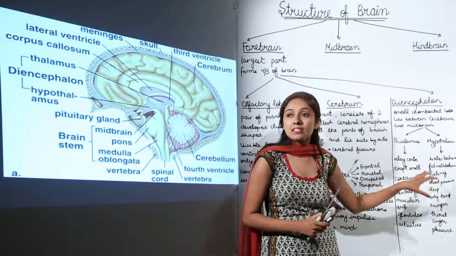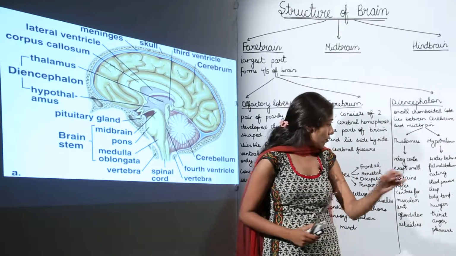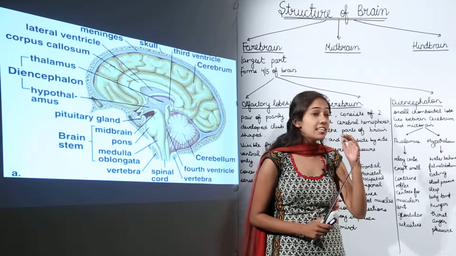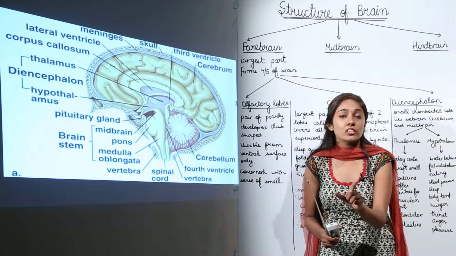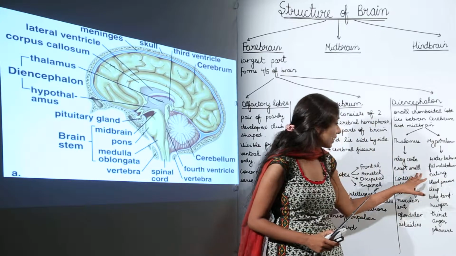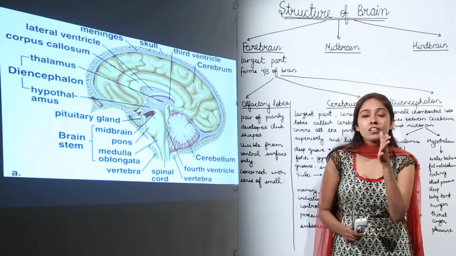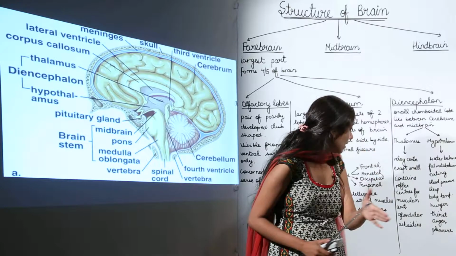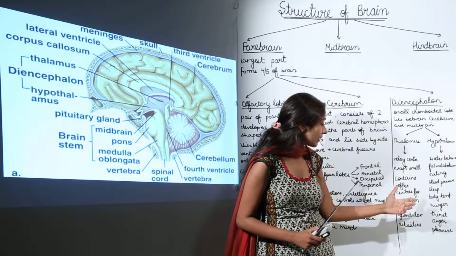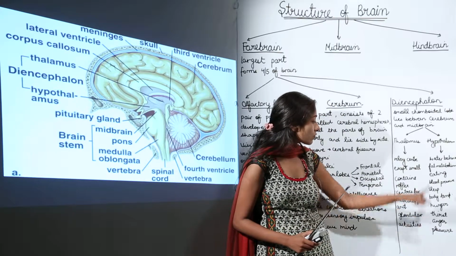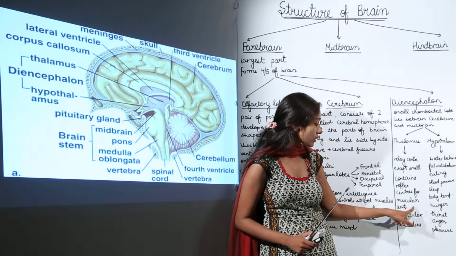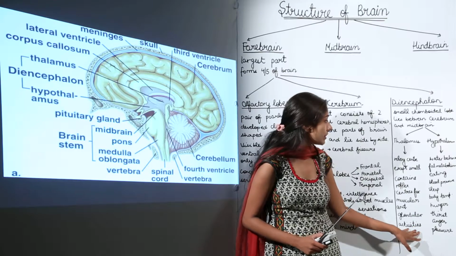Now, thalamus is the relay center. It is concerned with sensations, except one sensation, that is smell. So, it is a relay center for all sensations except smell. It contains reflex centers for muscular and glandular activities.